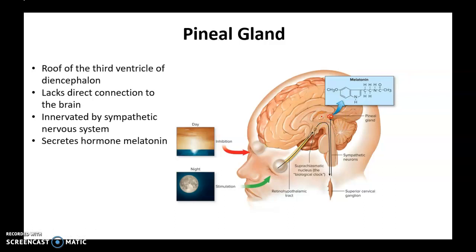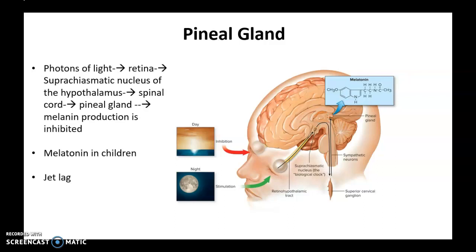It's located on the roof of the third ventricle of the diencephalon. And the pineal gland has no direct connection to the brain. The pineal gland is innervated by the sympathetic nervous system. And we also know that the pineal gland releases a hormone called melatonin. So the question is, how does the secretion of the pineal gland take place?